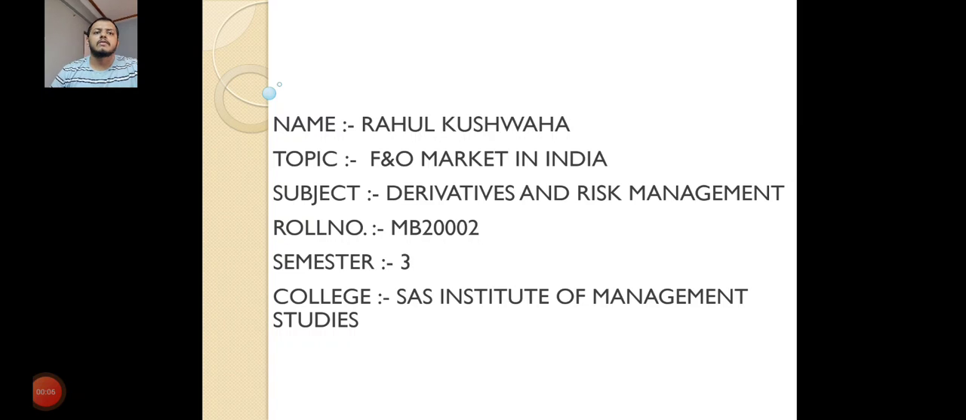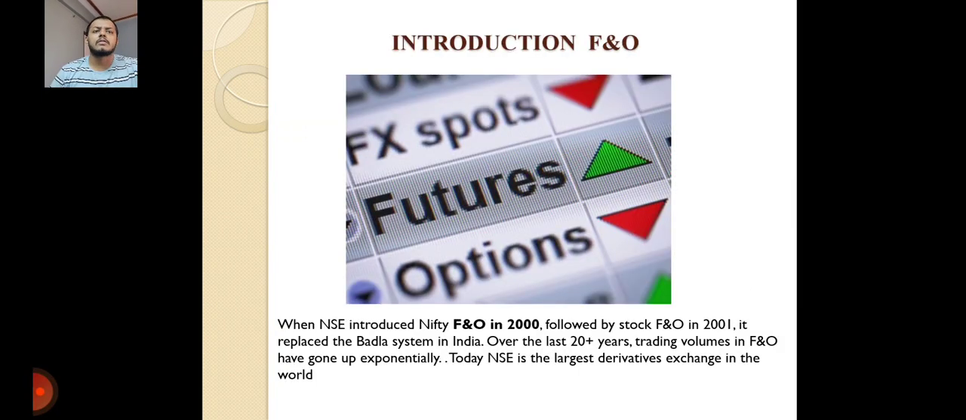Today my topic is futures and options markets in India. Introduction to futures and options. When NSE introduced Nifty futures and options in 2000, followed by stock F&O in 2001, it replaced the Badla system in India. Over the last 20 plus years, trading volume in F&O has gone up exponentially. Today, the National Stock Exchange is the largest derivatives exchange in the world.